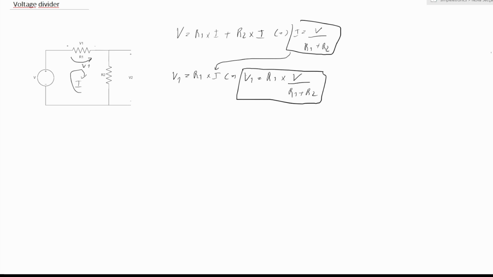We can do the same thing for V2. We know that this voltage drop over here, V2, is equal to R2 multiplied by the current. We put the formula of the current in here, and you can say that V2 is equal to R2 multiplied by V divided by R1 plus R2. Okay guys, very simple.